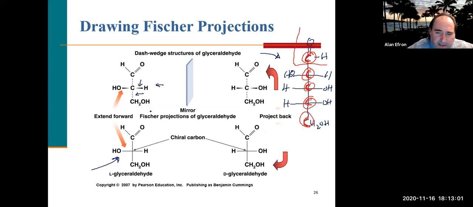We also see up here, just like in organic chemistry, our aldehyde group, and that is the most oxidized group there. It has oxygen in it, typically found up there on the top with that carbon-oxygen double bond.